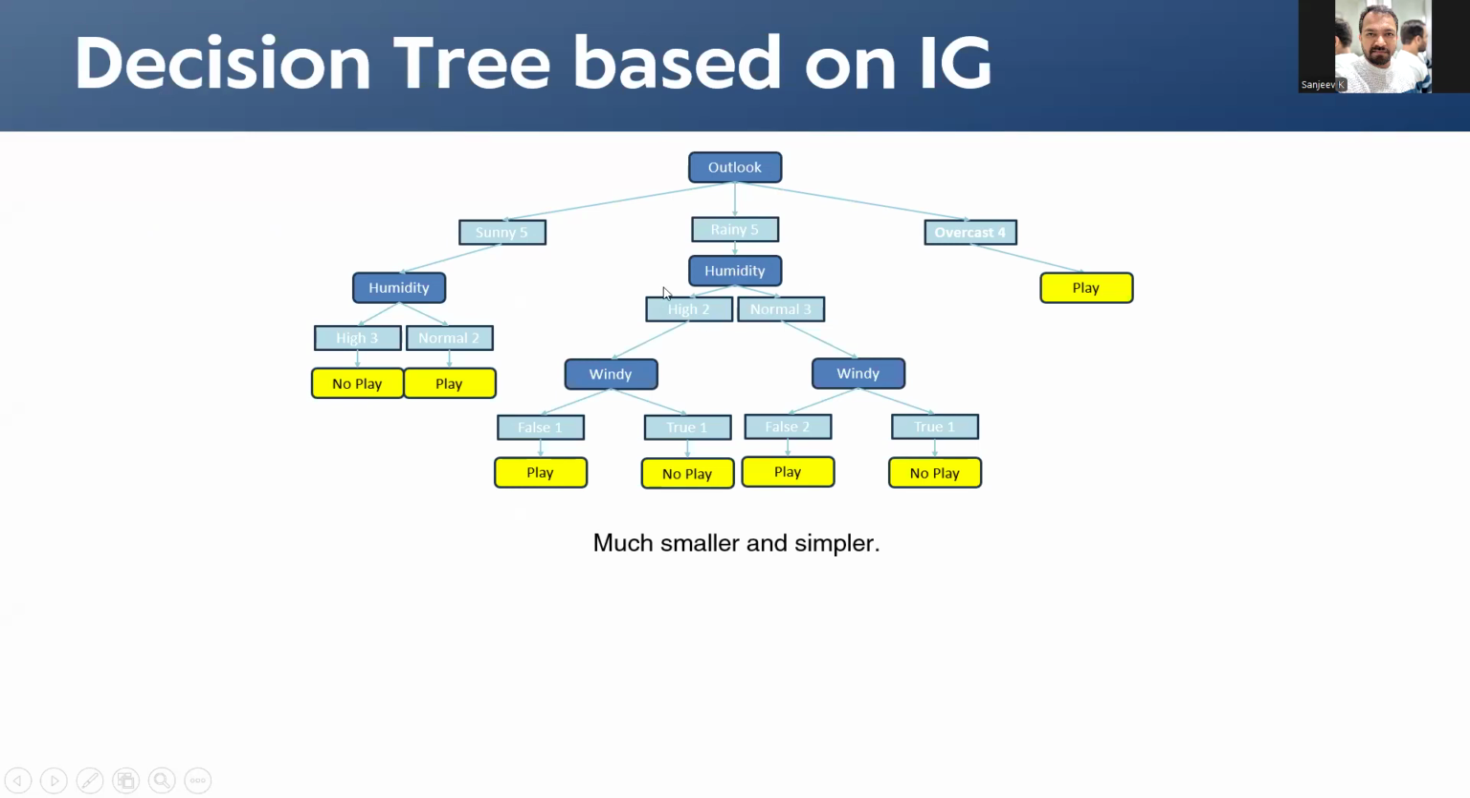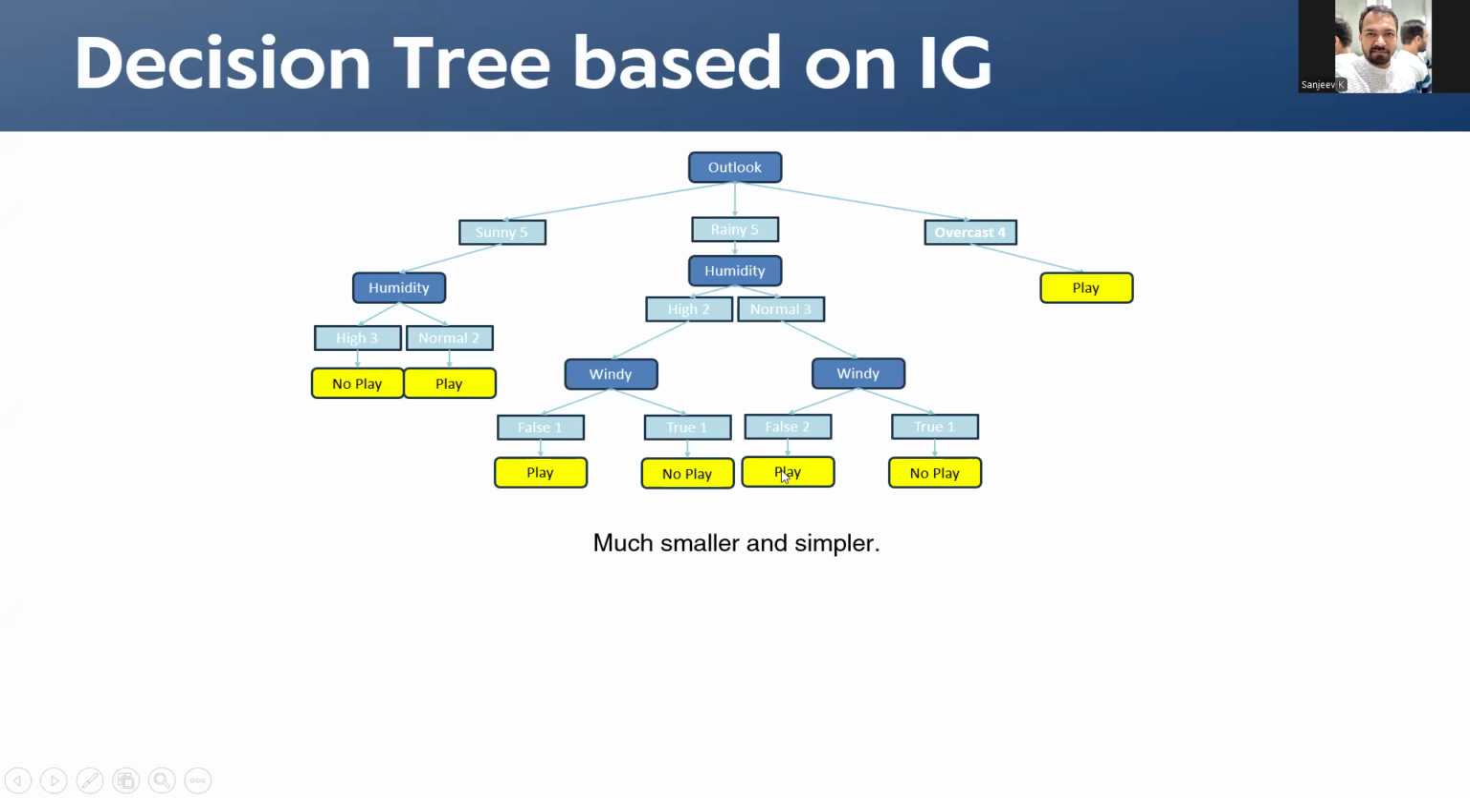Check humidity. You're getting an impure data set. The next column would be windy. If windy is false, play. If windy is true, don't play. Similarly, if the humidity is normal and it is windy, no play. If it is not windy, go and play.